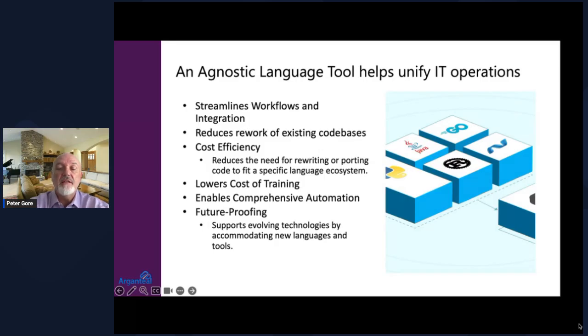So we touched on this earlier from an agnostic perspective. Agnostic tools help unify the IT, as we're saying here. Why does it do that? Well, we're able to streamline workflows, reducing rework across existing code bases.